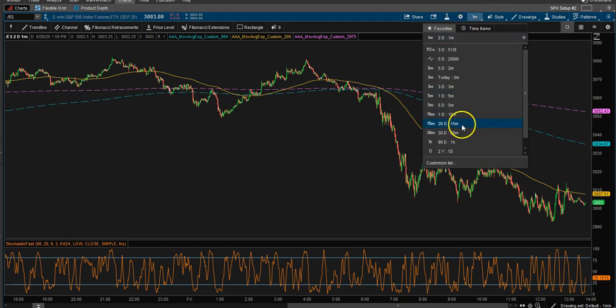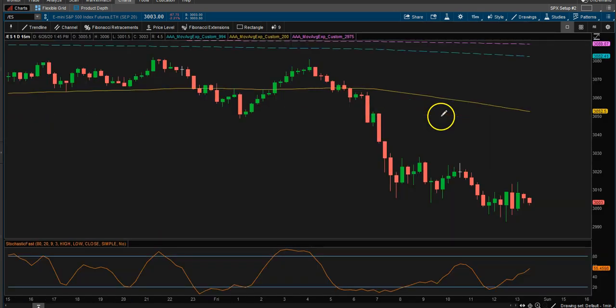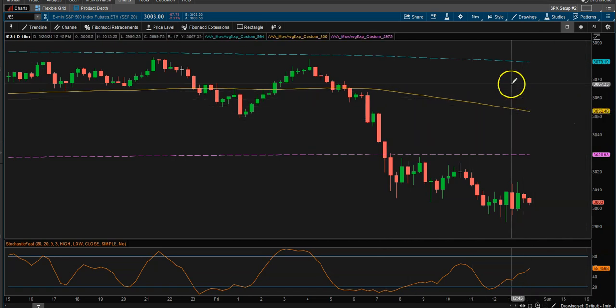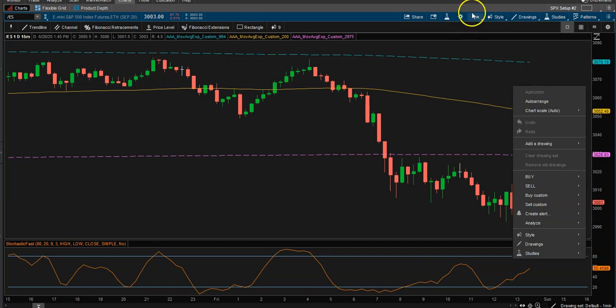3,052.43 is right here on a 1 minute. This yellow line is the 200 period, so watch what happens. If we go to a 15-minute period, look at that. The 200 is at 3,052.48. So I hope that makes sense.